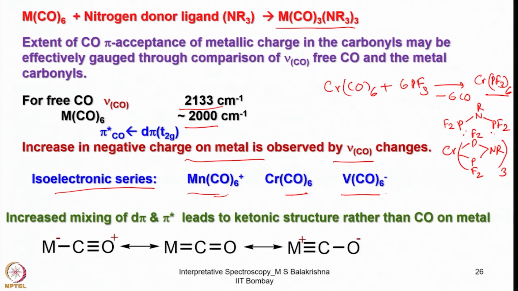As a result, what happens? Stretching frequency would be a little higher compared to this one. So we can consider the overall equilibrium of metal to carbonyl bond with two extreme cases in this fashion. When moderate back bonding is there, something like this, and the back bonding increases, becomes almost ketonic. And here, if the back bonding is quite extensive, then we can have a situation like this.